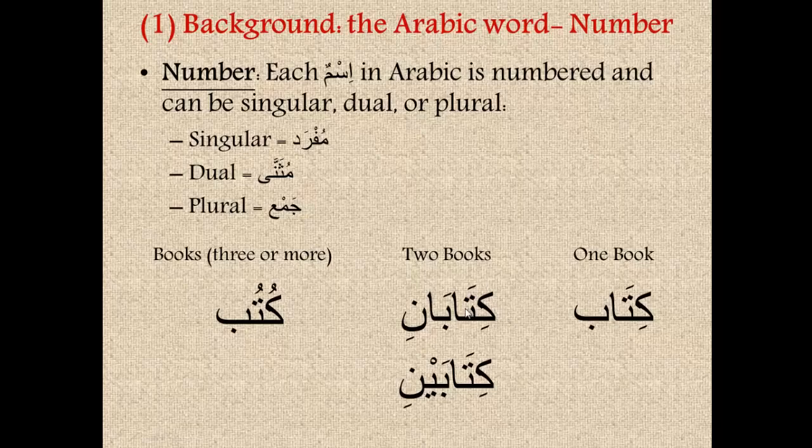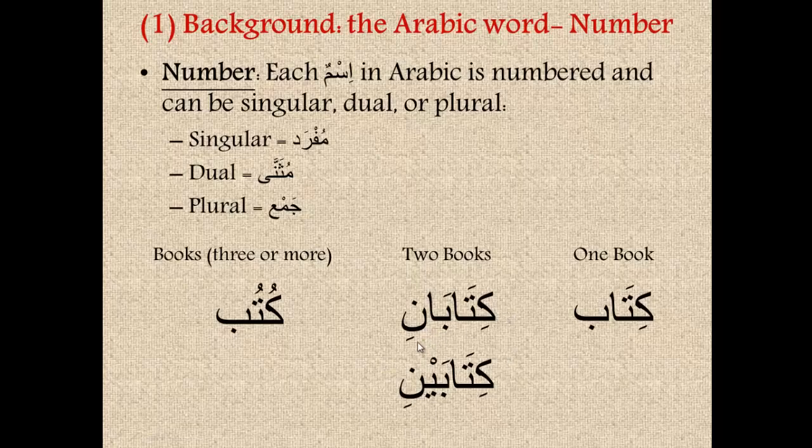The dual version is kitabani or kitabaini. So we're taking the singular form and we're adding ani or aini. Kitabani, which means two books, and kitabaini, which also means two books. Now, what's the difference between these two words? The difference is that they have different case endings. So they both mean two books, but they have different grammatical values and functions. And we will talk about this in more detail.